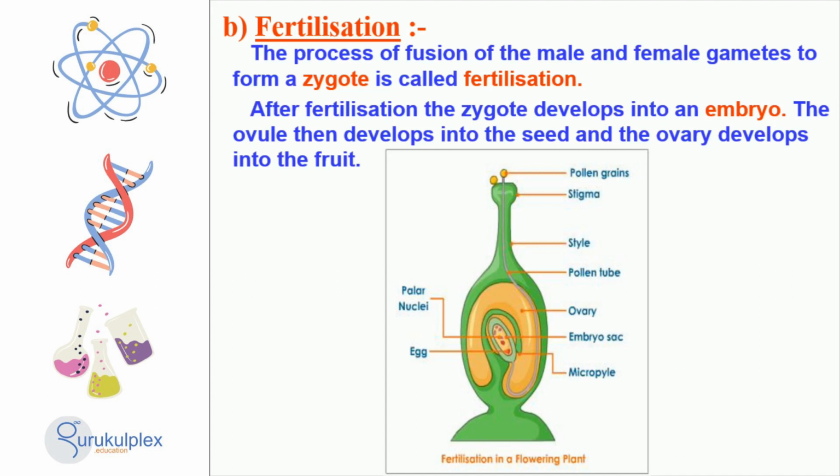Pollination is vital for this process as it enables contact between the sperm and egg, thereby allowing fertilization to take place.